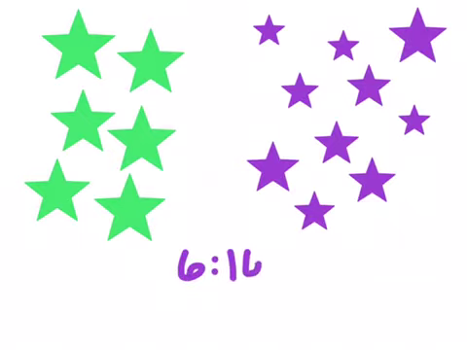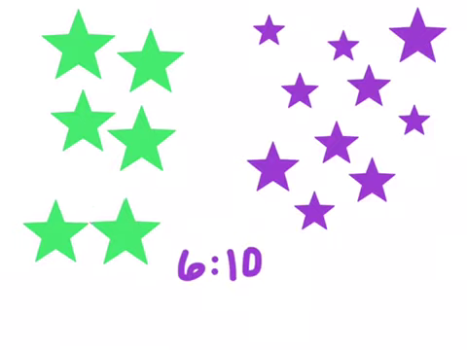6 to 10. Oh, that's in purple. I hope you understand it. 6 to 10. What if I were to break each group up into two different parts? So here's a group of 3 stars and a group of 3 green stars. And then here, let's pull these purple stars down. Oh, look, 5 and 5.